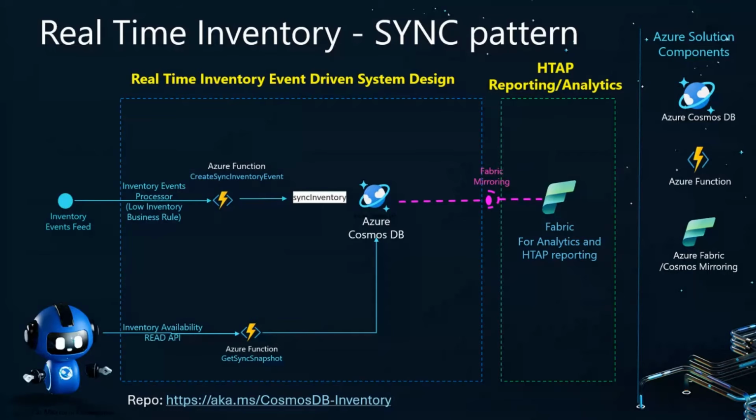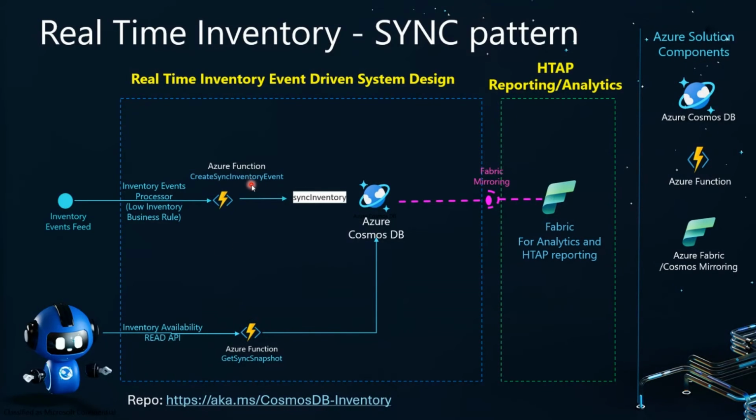And the trade-off for this ACID sync pattern is that write events and reads must share the same partition key and must reside within the same container, so they cannot scale independently. The overall architecture, as we can see here, is quite similar. So we do have the same inventory feed here, but our create sync inventory event API is responsible for both scenarios, the business rules and also persisting data to Cosmos DB. So we have, in this case, a single collection, and the read API is pretty much the same.